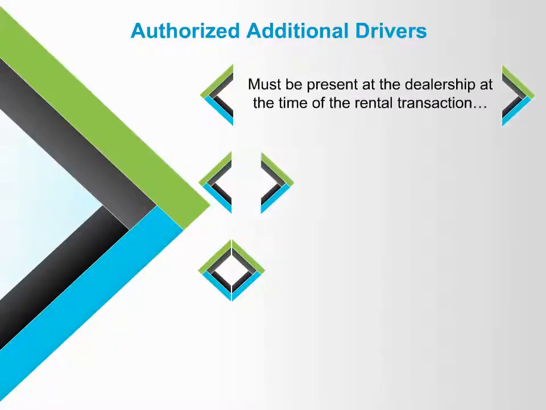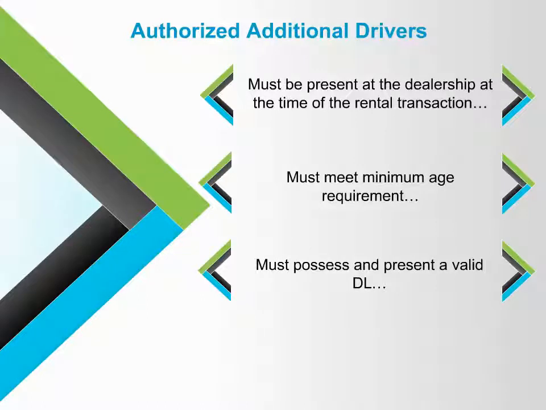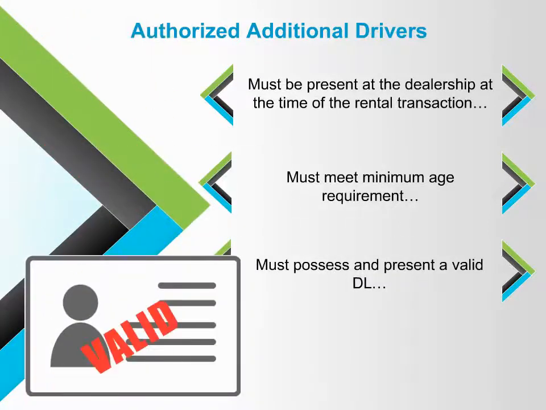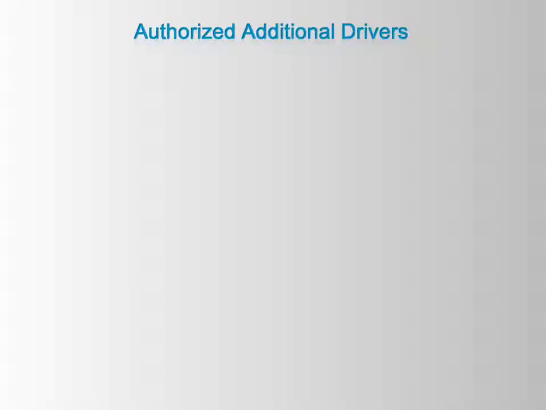The same requirements you apply to your renter must also be applied to any additional driver you wish to authorize and list on the rental agreement. Each authorized additional driver must be present at the dealership when the rental transaction is being conducted. You are required to view and verify the additional driver's license to confirm the license is valid and has no driving restrictions, as well as to confirm the additional driver is at least 21 years of age or older unless the minimum age is otherwise dictated by state statute.